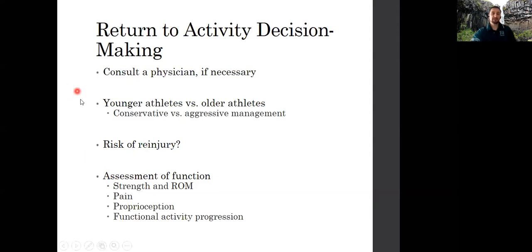Yeah, so that's the big concern. If you let them back in the same day, what's the risk of re-injury or furthering the injury to a catastrophic level? Right, so with younger athletes, you're always going to be more conservative. If they're professionals or weekend warriors, then they can do what they want because they're adults.